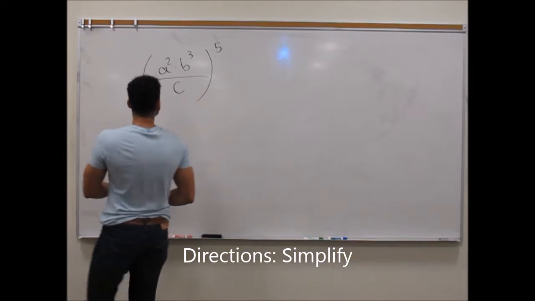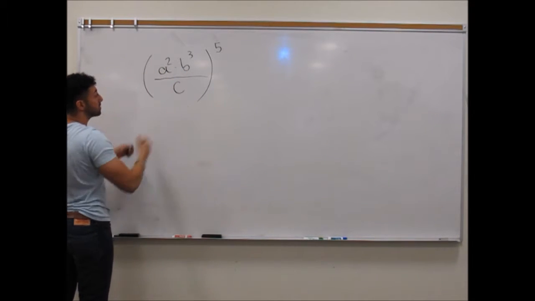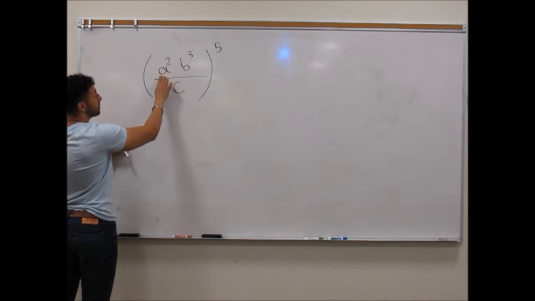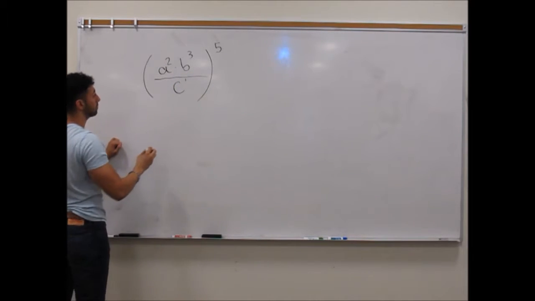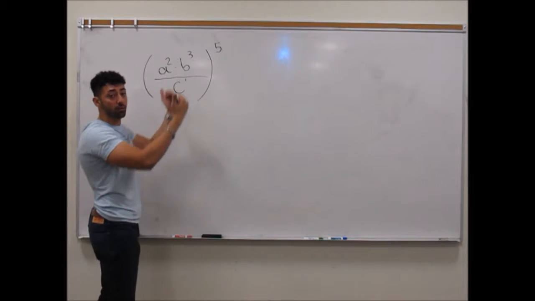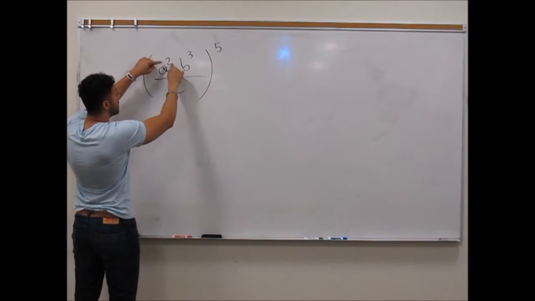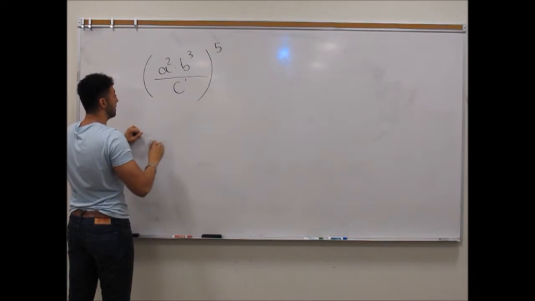Inside the parentheses here, there's no simplification I could do. These are all different bases. I see exponents on the A and the B, but on the C, I don't see an exponent, so I'm just going to put a 1 there for myself. And then this looks like a power to a power law again, because these powers are being raised to another power. So let's go ahead and apply that.